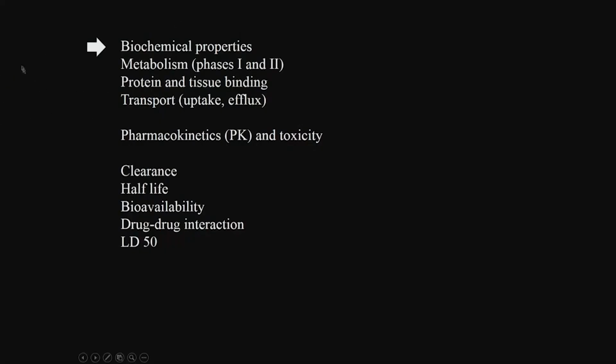And the biochemical properties are important. Metabolism, how the drug gets metabolized inside. Does it bind to the protein inside, does it bind to the tissues inside your body, how does it get transported, uptaken, all those become very important. And later on, clearance: once the drug has done its job, it has to come out, get thrown out, excreted. So, clearance is very important. What is the half life of the drug? That means the time for the concentration in the plasma to come down to the 50% level.